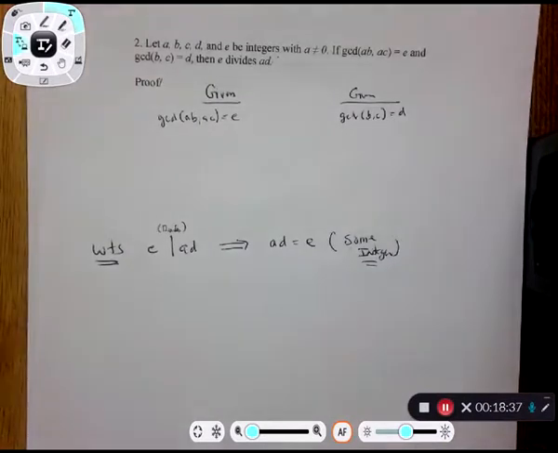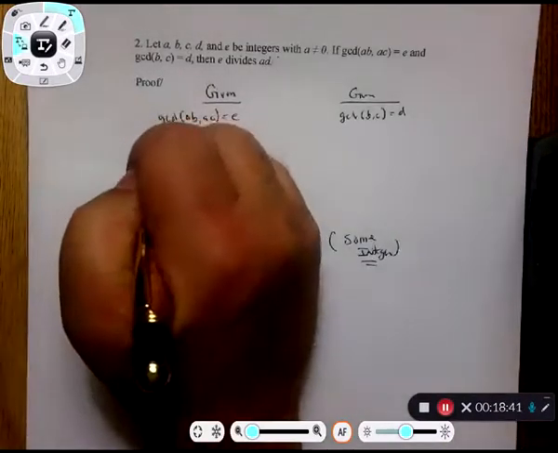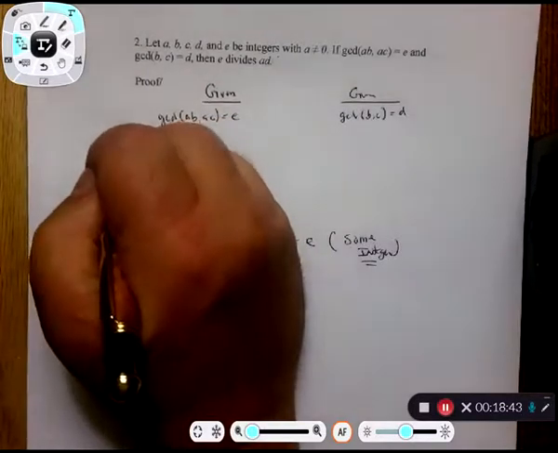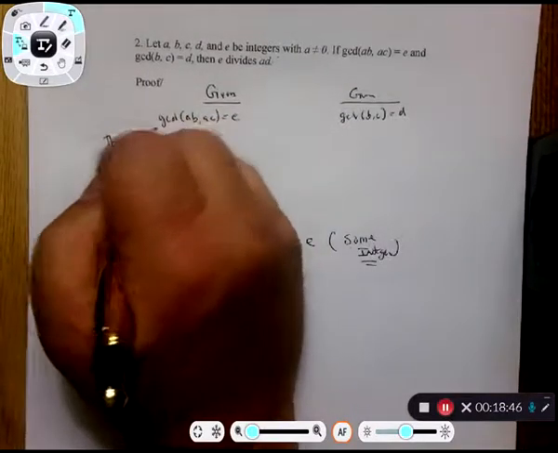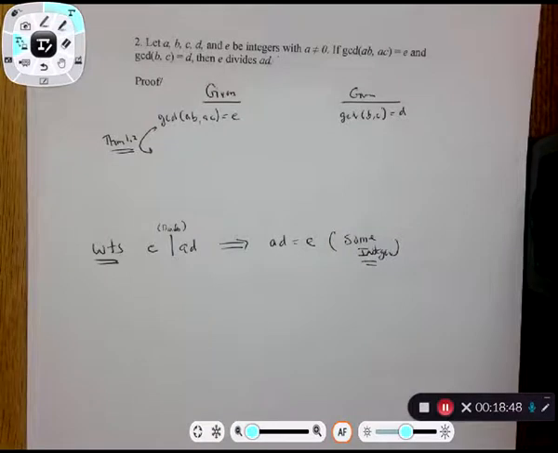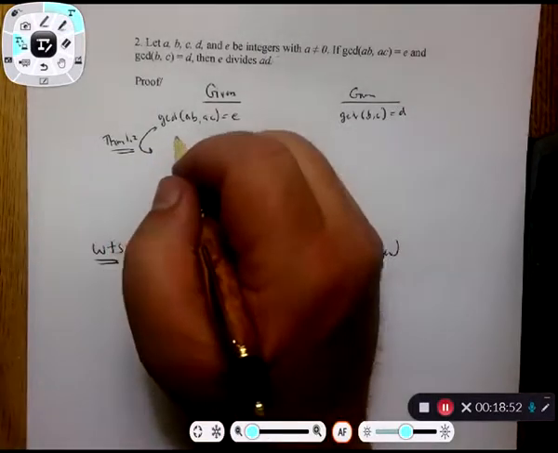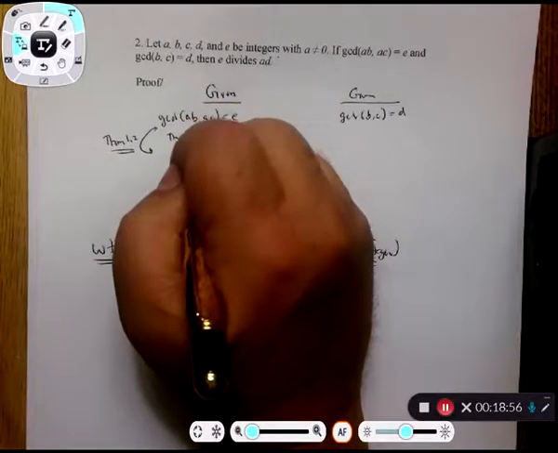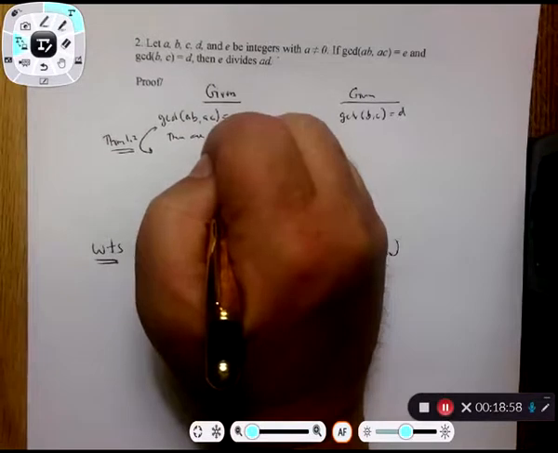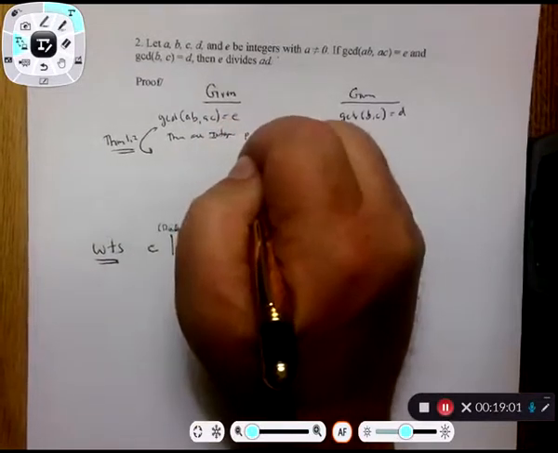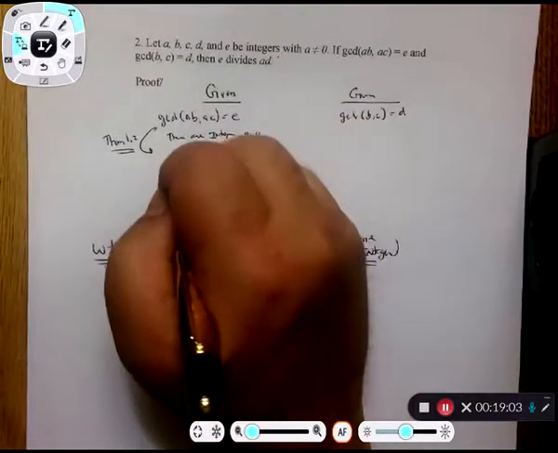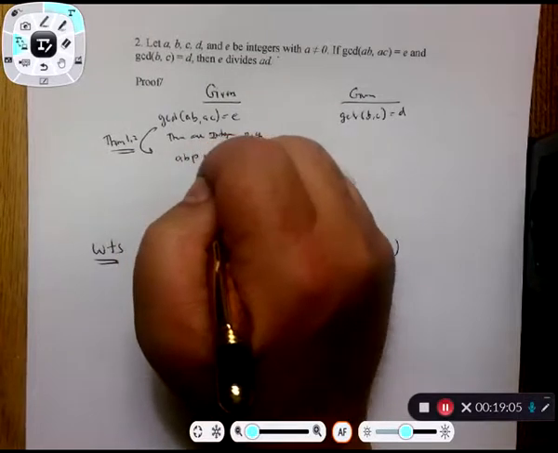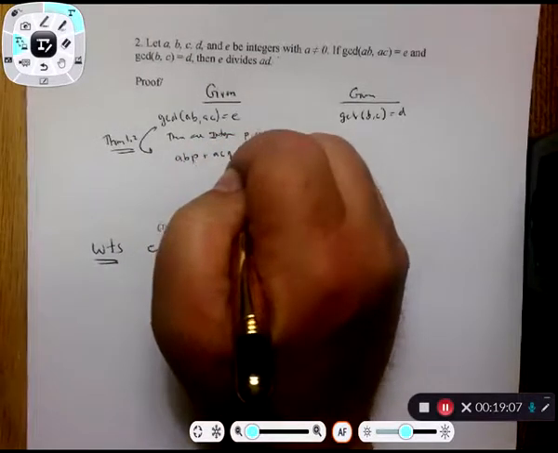Now remember, with GCDs, you've got two options. The first option is Theorem 1.2, which you're not allowed to abbreviate like that on the actual write-up of an official proof. That means there exist integers, pick your favorite guys, P and Q such that ABP plus ACQ is equal to E.